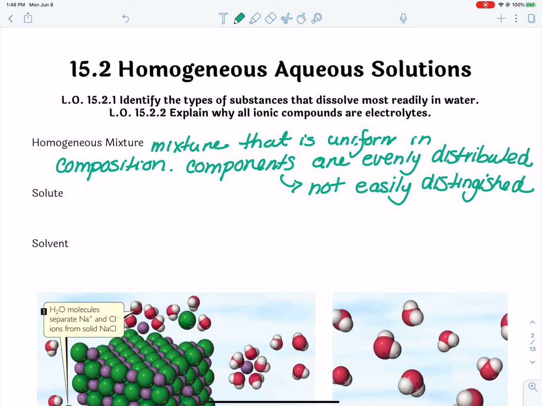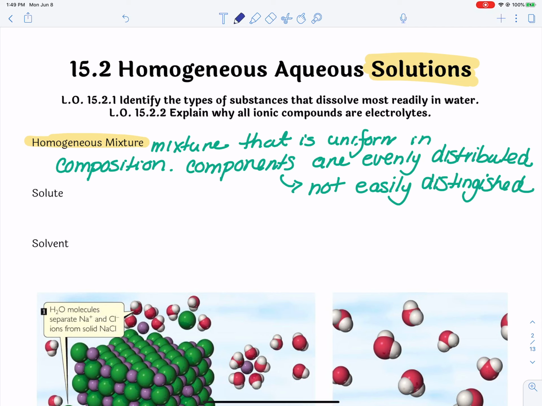And then the big deal here is that a homogeneous mixture is literally a synonym for a solution. So from now on, we're going to use those two words interchangeably. I will use those two words in place of each other. A solution is a homogeneous mixture. So in a solution, we always have two parts. We have the solute and the solvent.